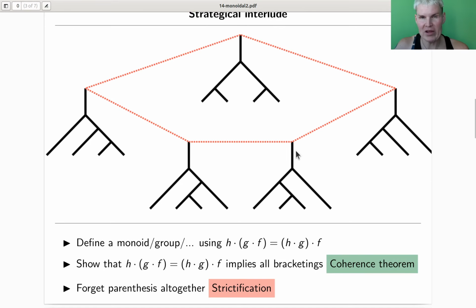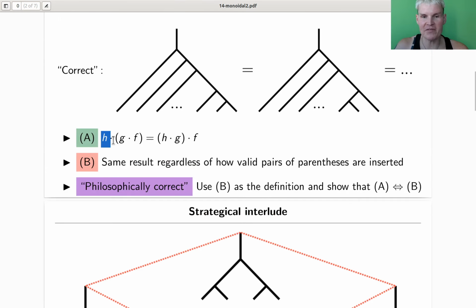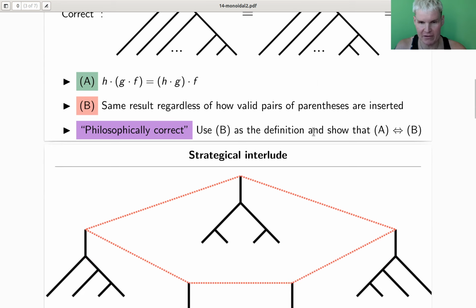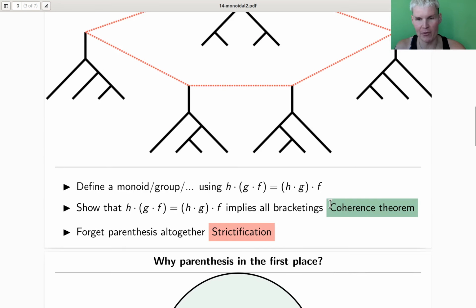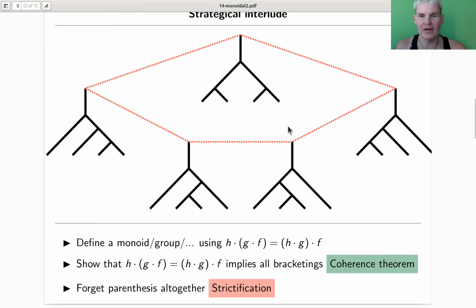And that's called a coherence theorem. The coherence theorem essentially says that some small relation of where to put parentheses, what kind of parentheses swaps are allowed, implies all possible parentheses swaps. That's coherence theorem. Very complicated name. Oh my god. It's equivalent to you can strictify everything. Yeah. So you don't need brackets at all.